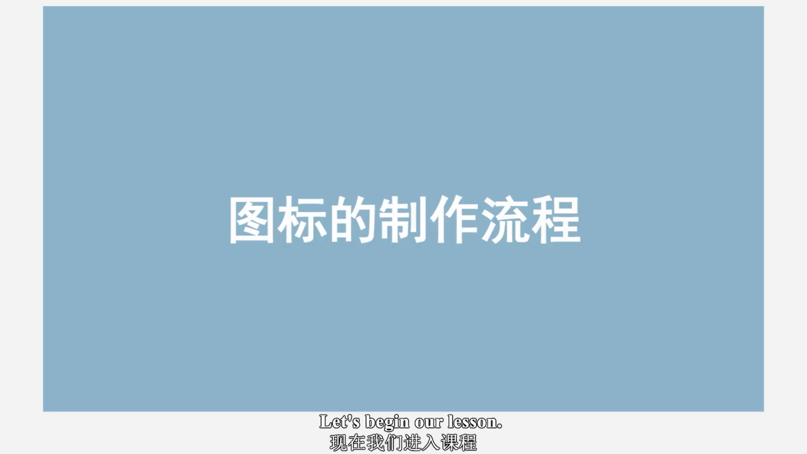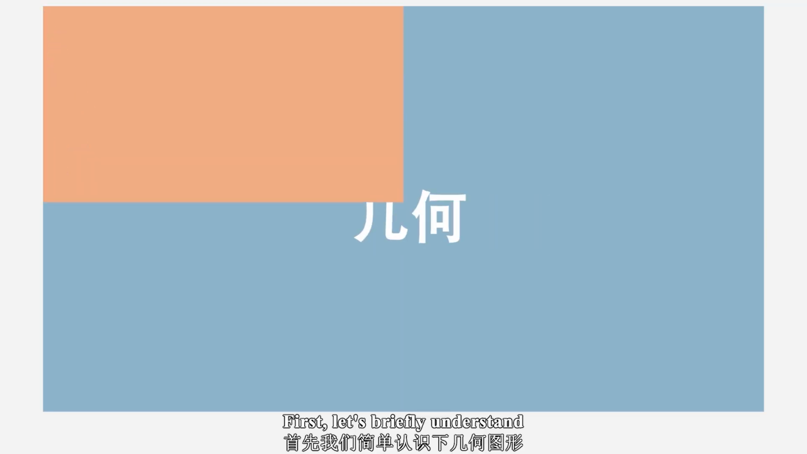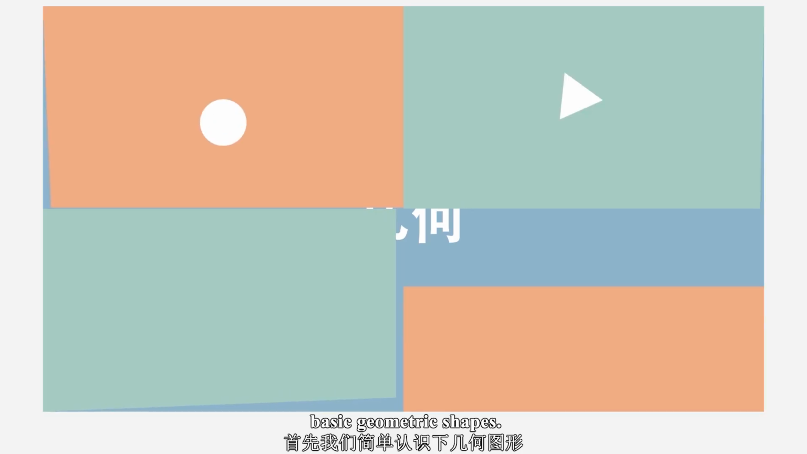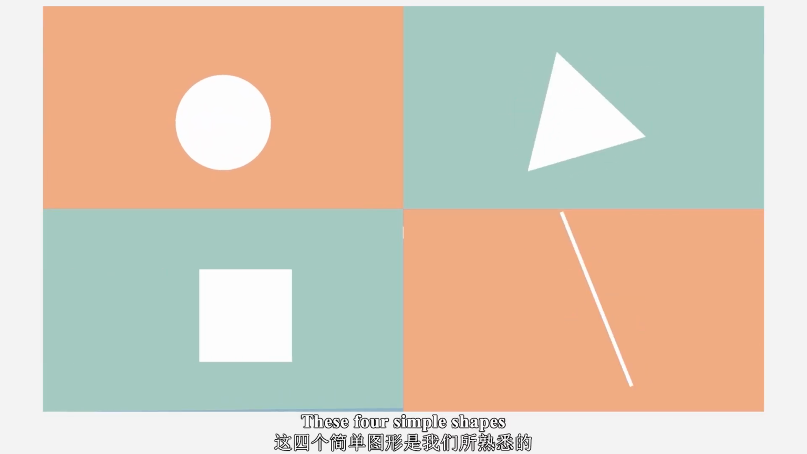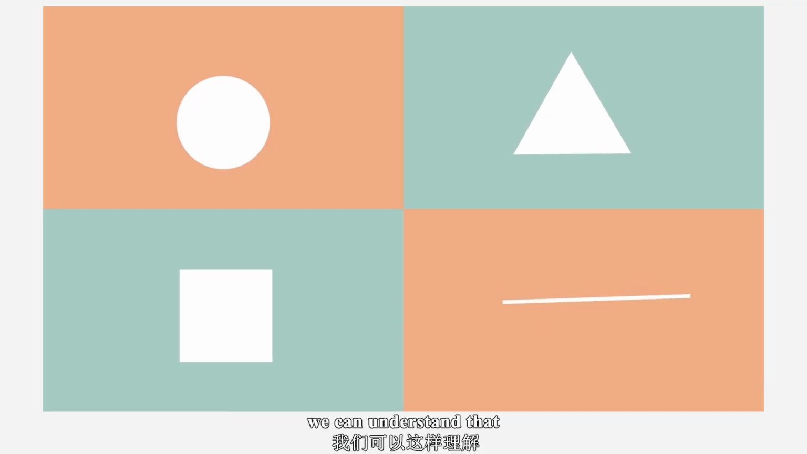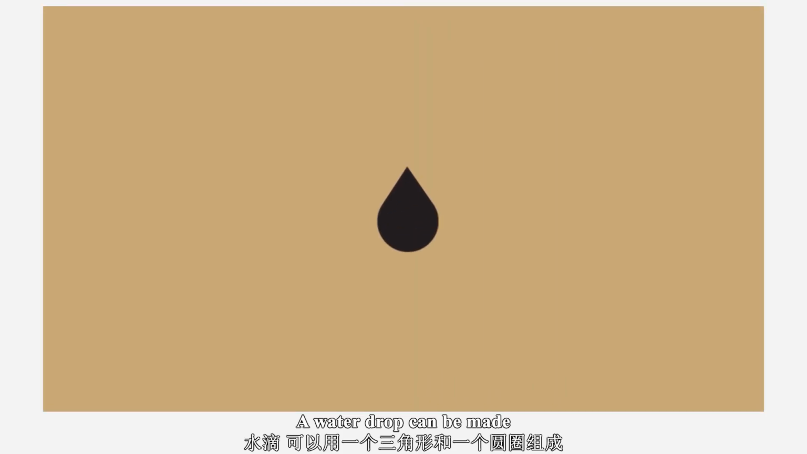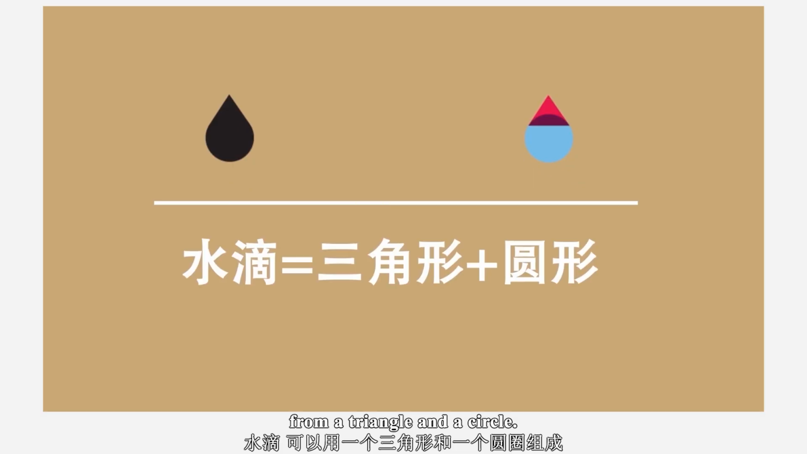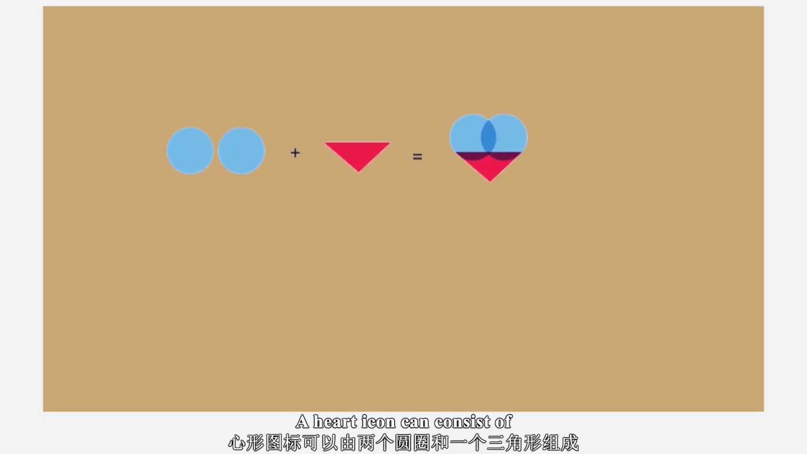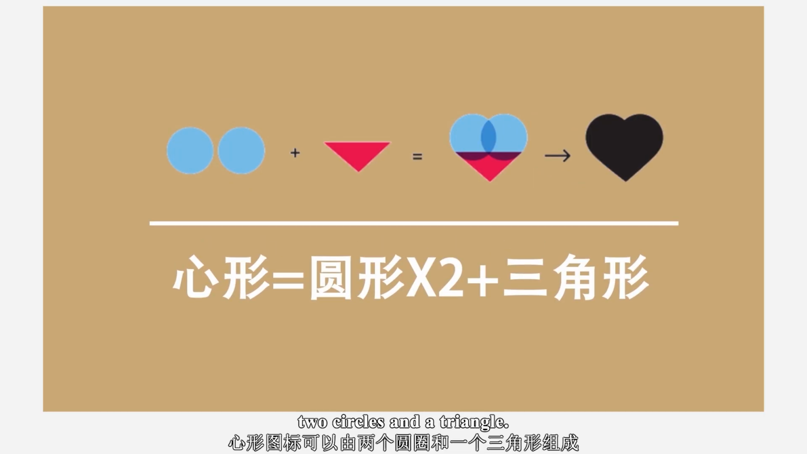Let's begin our lesson. First, let's briefly understand basic geometric shapes. These 4 simple shapes are familiar to us all. For beginners, we can understand that everything can be composed of these 4 shapes. For example, a water drop can be made from a triangle and a circle. A heart icon can consist of 2 circles and a triangle.